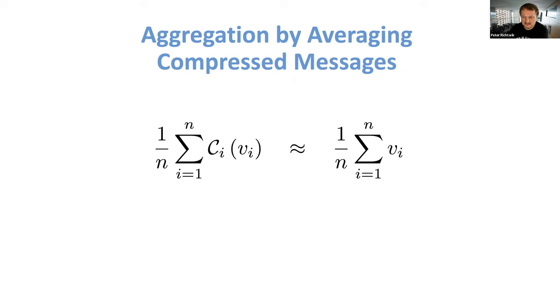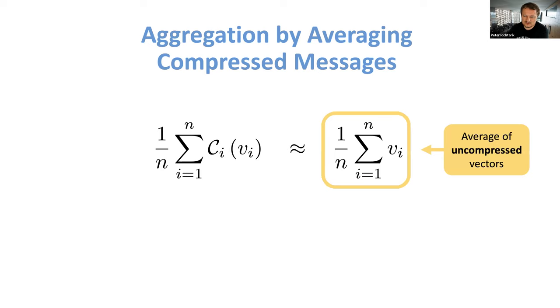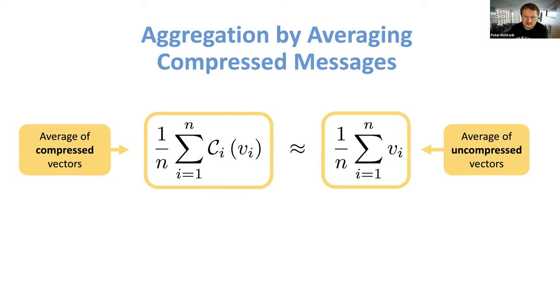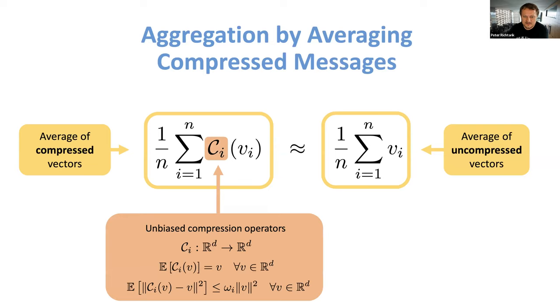I want to highlight that what we really want to do in algorithms that use compressed communication is that we want to really approximate the average of some possibly dense and high-dimensional vectors VI by the average of compressed variants of these vectors. So that's what we really want to do. So in order to do a good job at this, we would want to construct these compressors so that in some sense, the variance of this average of compressed vectors is as small as possible. And then we hope that maybe if we do this right, the algorithm will accelerate.